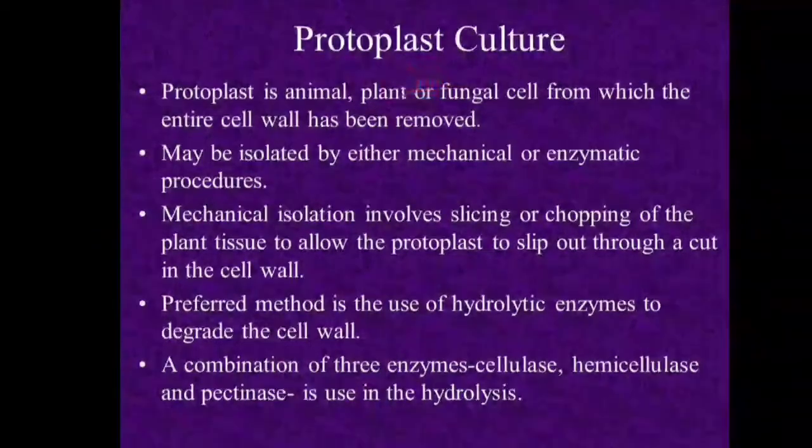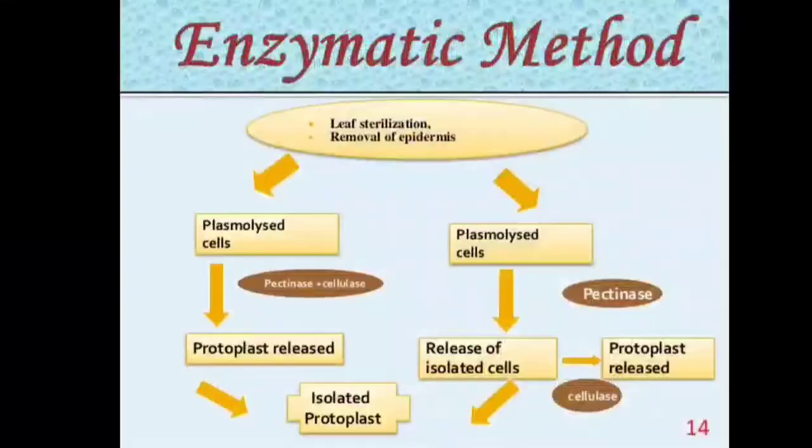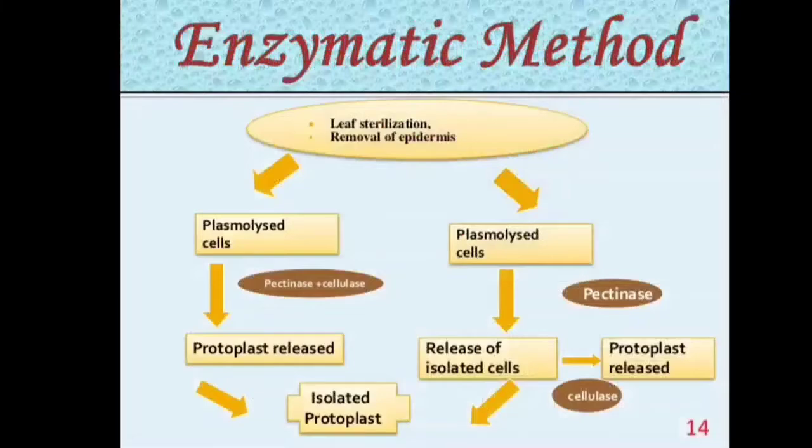So moving towards the main concept, that is how the protoplasts are isolated, okay? The protoplasts are isolated by two main methods, that is the mechanical method as well as the enzymatic method, right? So firstly we will discuss the mechanical method now. So in this mechanical method, the large and highly vacuolated cells of the storage tissues, okay? So we are talking about the protoplast isolation now. The protoplasts are isolated by the mechanical method as well as the enzymatic method.